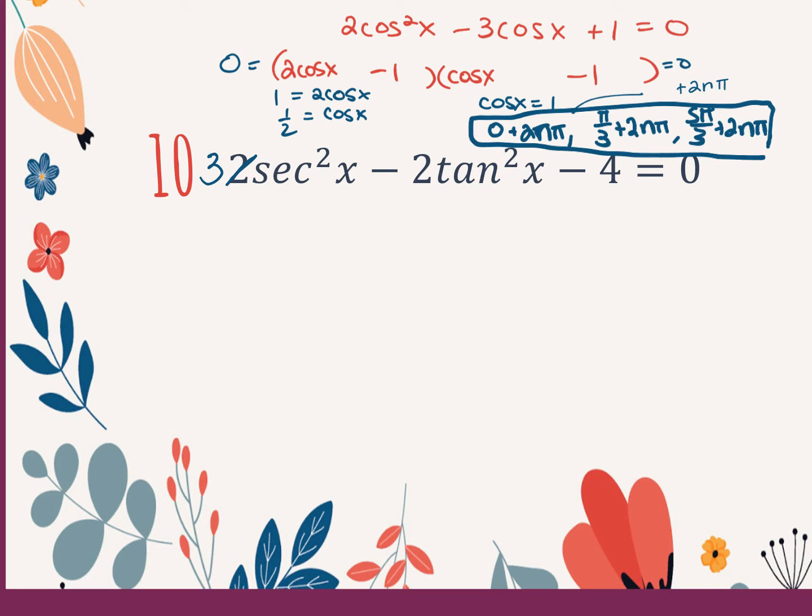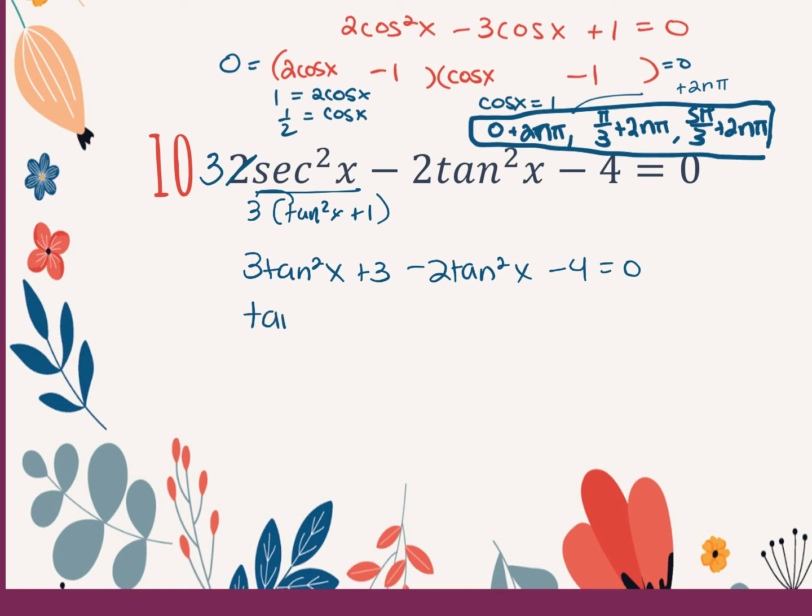Let's say that's a 3, right? So again, we're going to replace secant with tangent squared plus 1. So I distribute the 3 in there. 3 tan squared x plus 3 minus 2 tan squared x minus 4 equals 0. Combine my like terms this time. It's 3 tan squared x minus 2 tan squared x, and I get tan squared x. And then a positive 3 and a negative 4 is a minus 1 equals 0. With me so far? Yes.